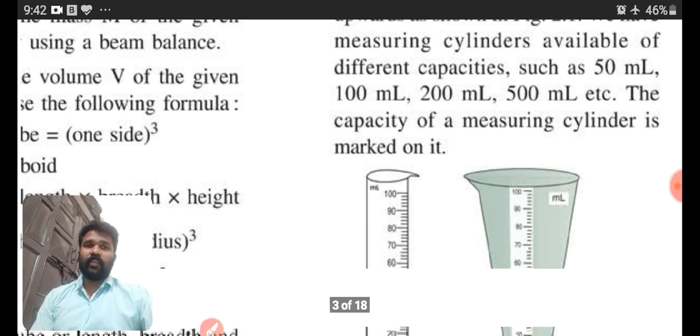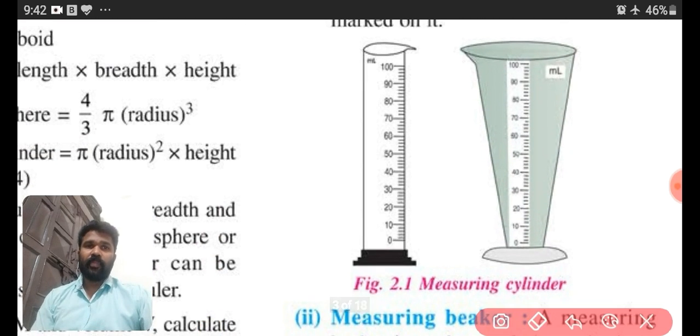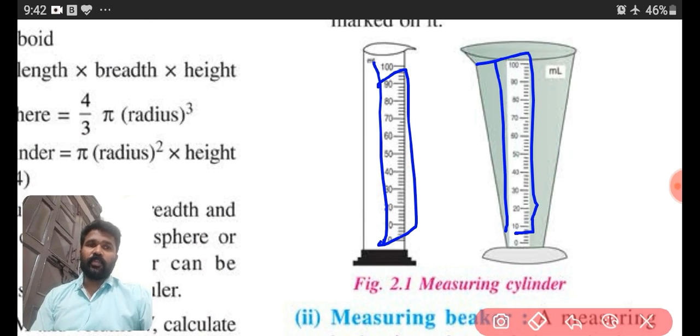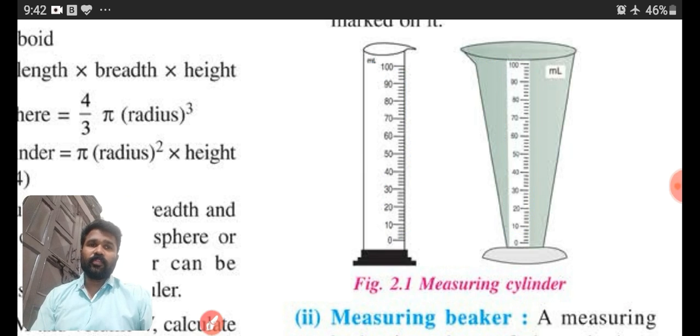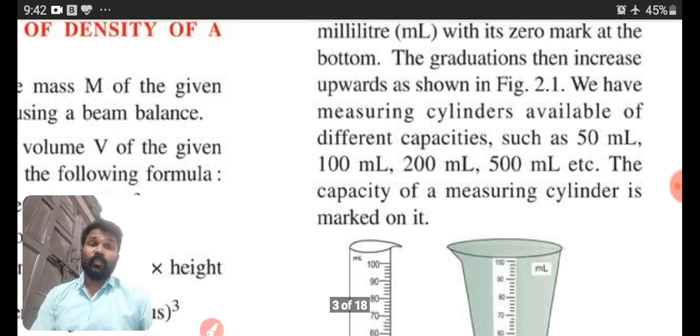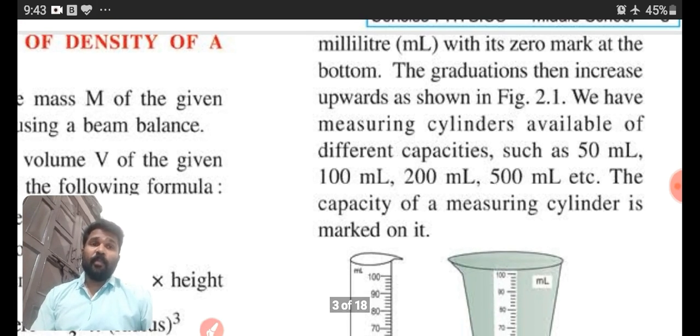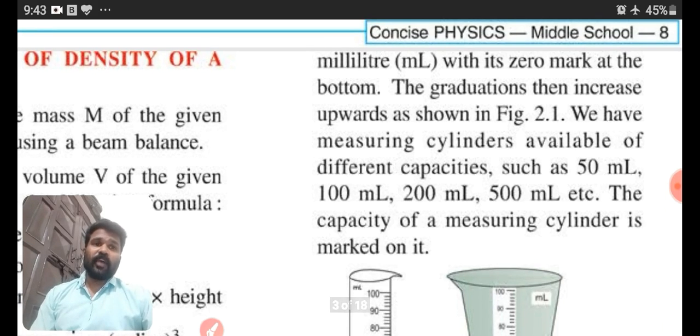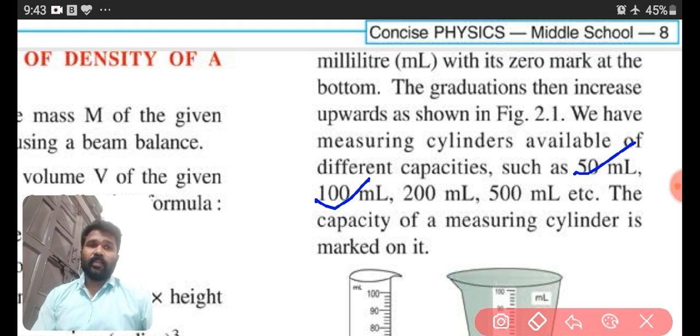Okay, the graduations then increase upwards. The graduations we can see in the measuring cylinder. Okay, these are the graduations, and here these are the graduations. Okay, students, just observe it from bottom to top. The graduations increase. We have measuring cylinders available for different capacities: 50 ml, 100 ml, 200 ml, 500 ml, etc. The capacity of measuring cylinder is marked on it.